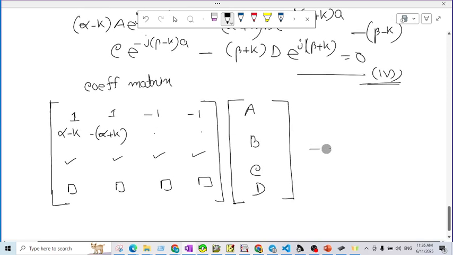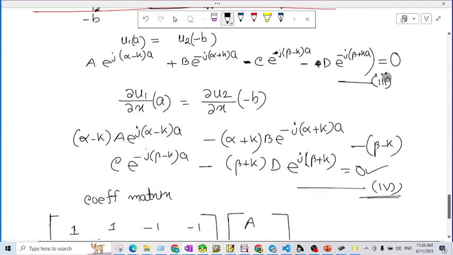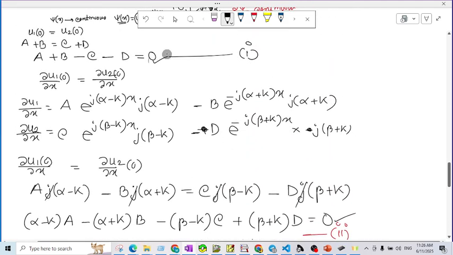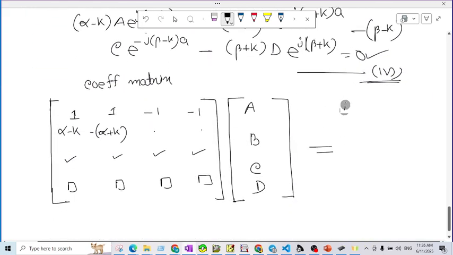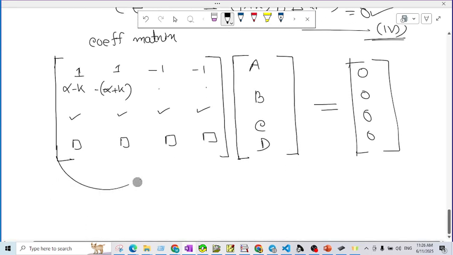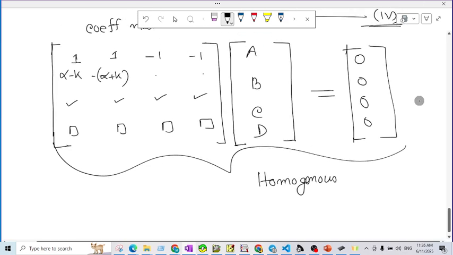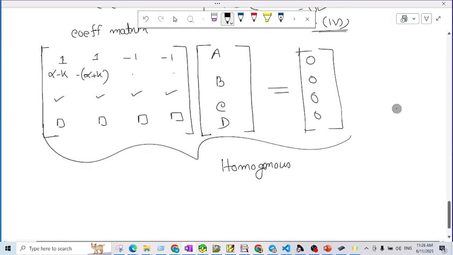And at the right hand side, see, you have 0, 0, 0, and 0. That means at the right hand side you have four 0s. That means it's a homogeneous equation, right? That means this system is homogeneous as you have 0 at the right hand side. And now let me tell you one thing from linear algebra.